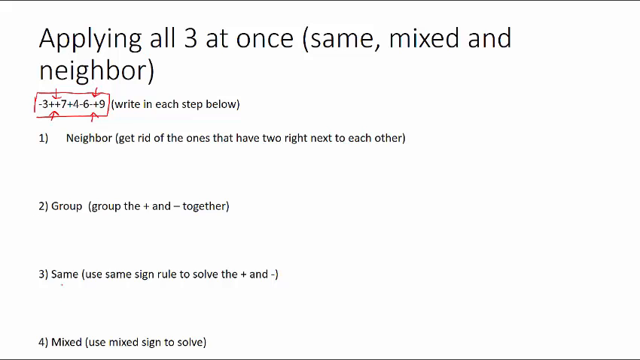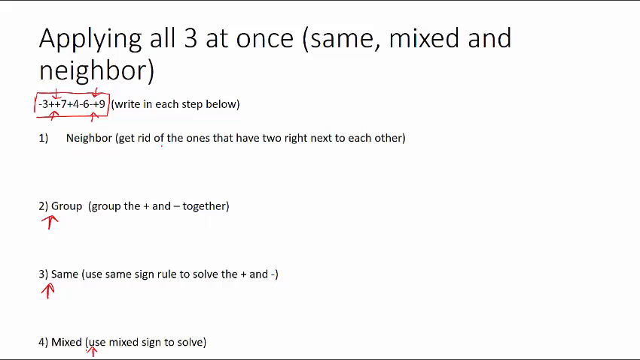Then you're going to do your GSM. You're going to group the positives and negatives together. Use the same sign rule for the group of positives and for the group of negatives, and use the mixed sign rule to finish that up. Alright, so for the one right here, what we're going to do next, let's just go through this.